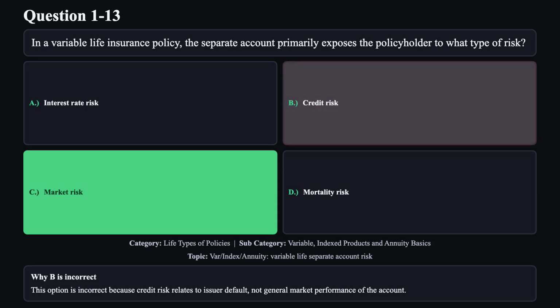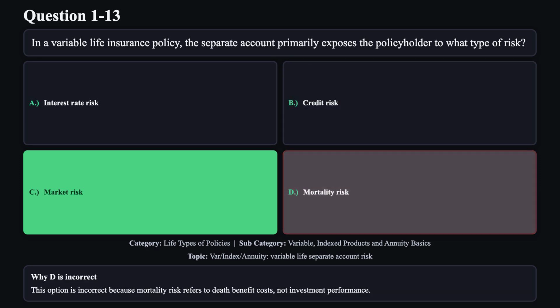Reason B is not correct. This option is incorrect because credit risk relates to issuer default, not general market performance of the account. Reason D is not correct. This option is incorrect because mortality risk refers to death benefit costs, not investment performance.